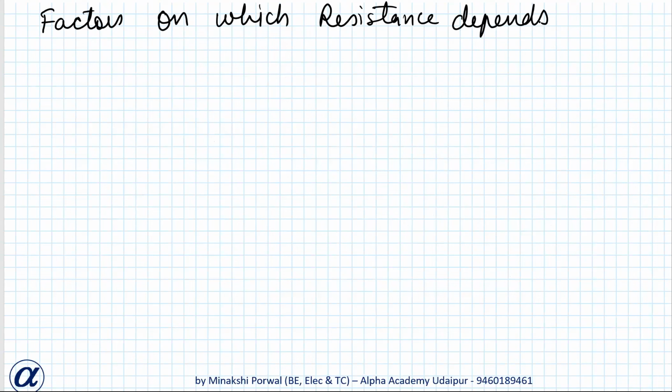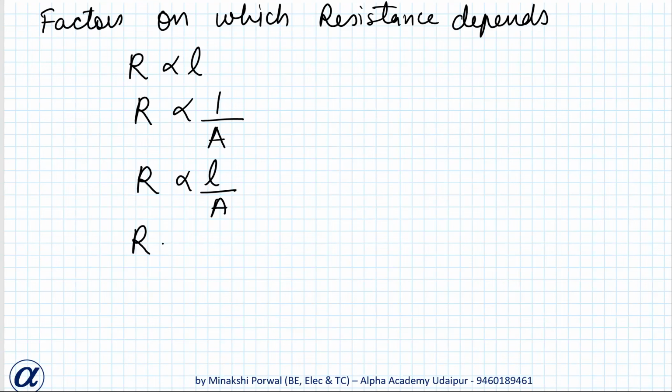So resistance of a conductor depends on the length of the conductor, or resistance of a conductor is directly proportional to the length of the conductor. मतलब जितना ज्यादा length of conductor होगा उतना ज्यादा resistance होगा. Resistance is inversely proportional to area. मतलब जितना ज्यादा एरिया होगा उतना कम रेजिस्टेंस होगा, या जितना कम एरिया होगा उतना ज्यादा रेजिस्टेंस होगा. It is inversely proportional. So I can write R is proportional to L upon A, or R equals rho L upon A.